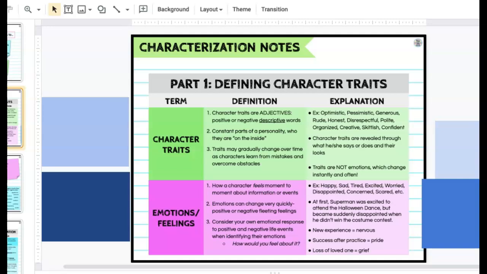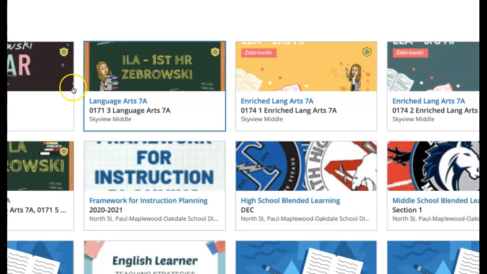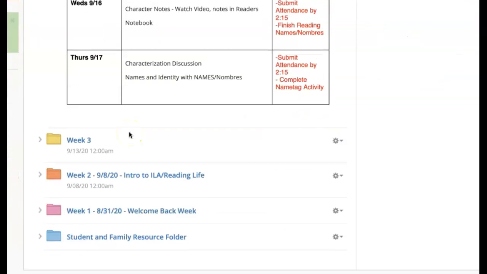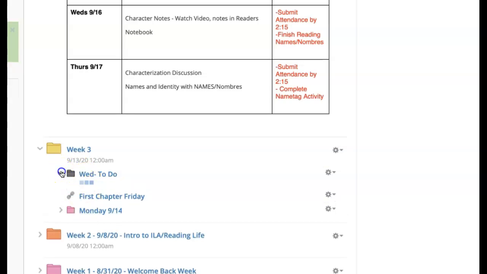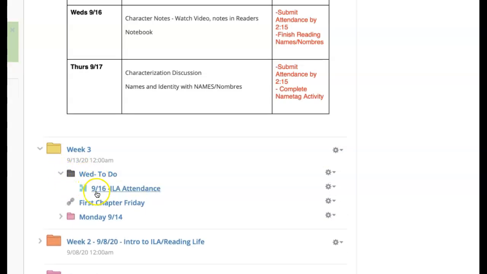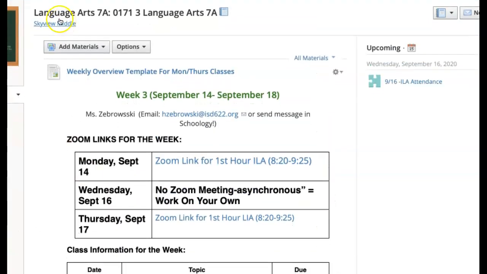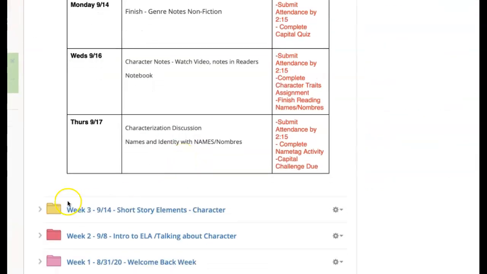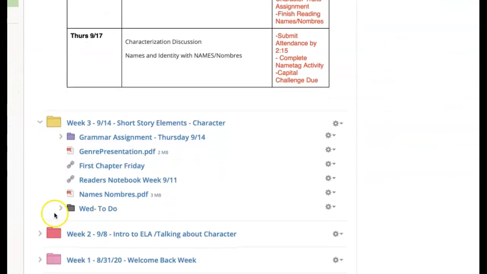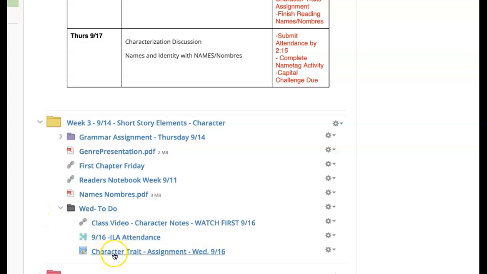These notes will be linked in underneath your Schoology. The assignment, so when you go to Schoology and you go to your class and you go down to week 3, you can just look on the side, there'll be a Wednesday folder for a Wednesday to-do list, and I will put this assignment underneath there. Let me look at a class that has it on there, sorry. So this word assignment where you have to go back and figure it out will be under Wednesday to-do list, and it's going to be titled Character Trait Assignment.